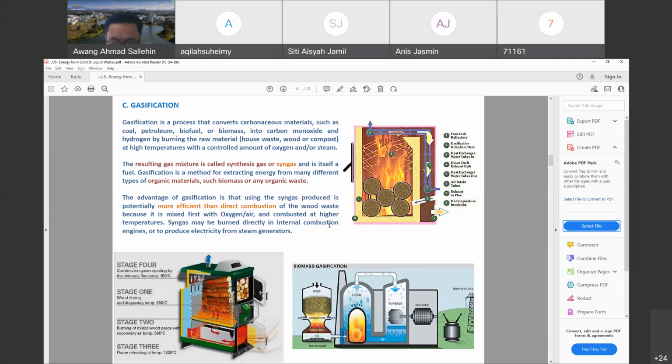Okay, so the advantages of this gasification process is that using this syngas produced, it is potentially much more efficient as compared to the direct combustion of the wood waste, because in the gasification, it is going to be mixed first with oxygen or air, and then combusted at high temperature. So the syngas produced may be burned directly in the internal combustion engine, and also at the end will help to produce energy from the steam generators.